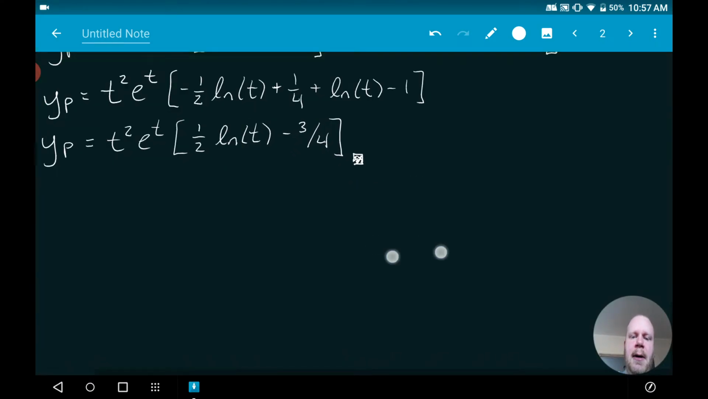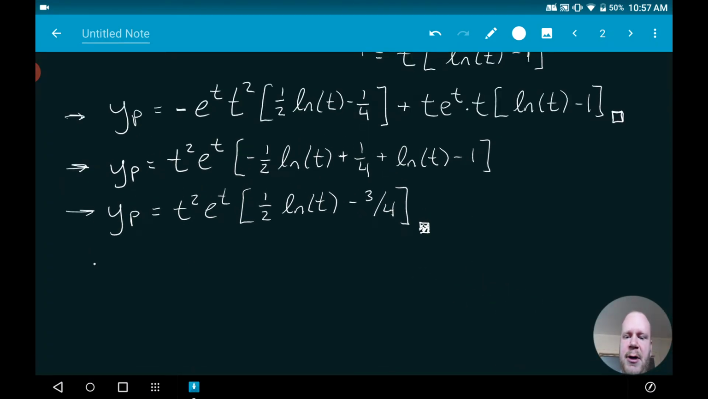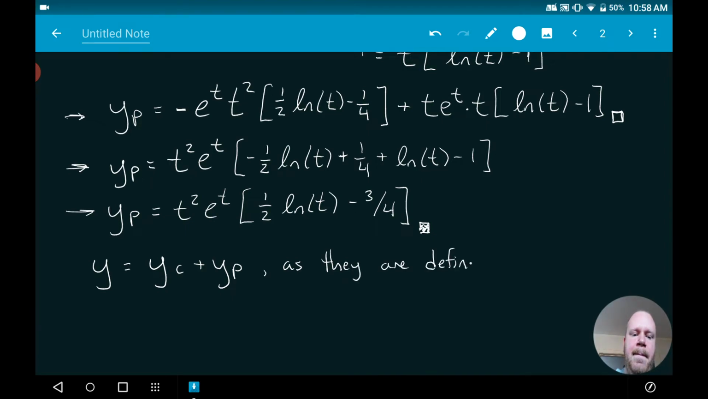Okay. So that's it for the particular solution. I'm going to say that our general solution is this, and rather than write out the complementary solution and the particular solution here, I'm just going to use a trick to say I've already defined yc and yp in this problem, so I'll say as they're defined above. I also accept just the phrase as above. If you've already defined them, you don't have to rewrite them.